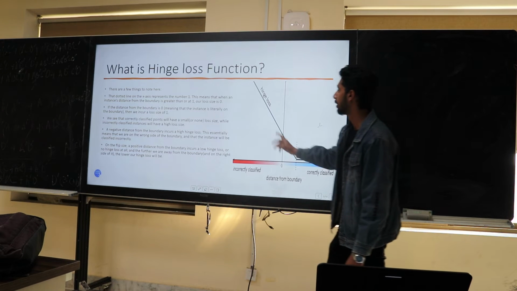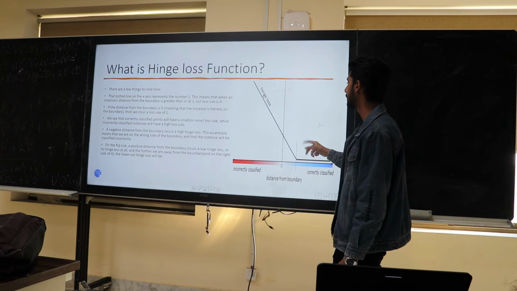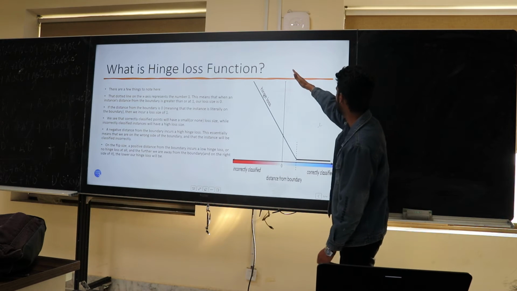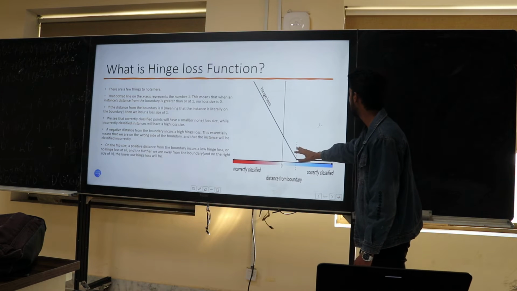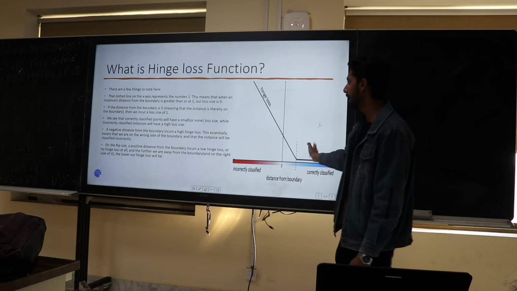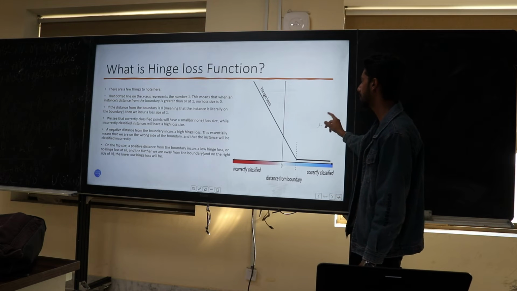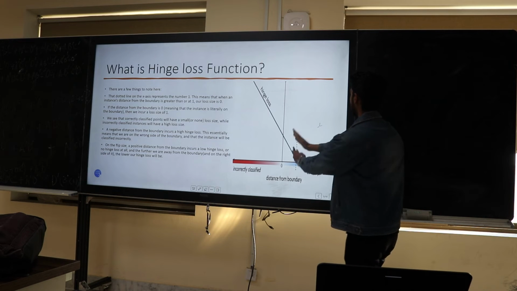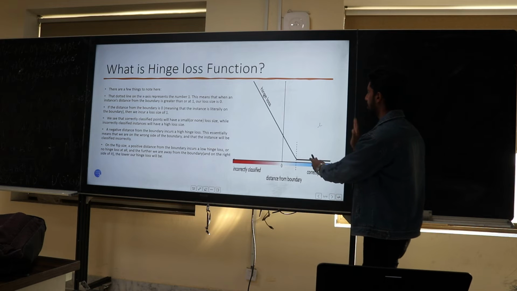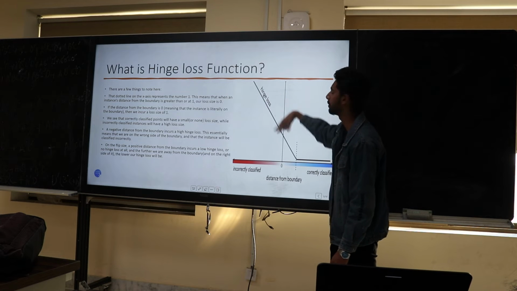On the flip side, a positive distance from the boundary incurs a low hinge loss. When we go on the positive side, there will be only a very low hinge loss or no hinge loss. And the further we are away from the boundary on the right side of it, the lower our hinge loss will be. When we go on the negative side, the hinge loss will be high.